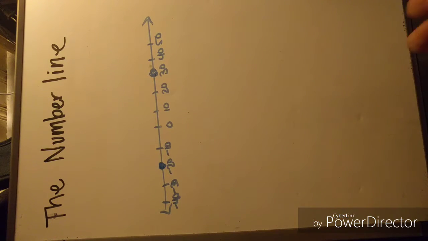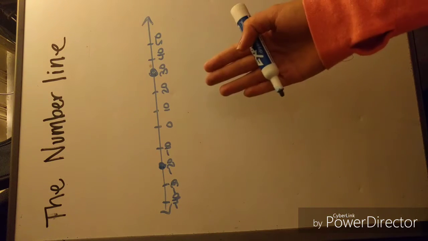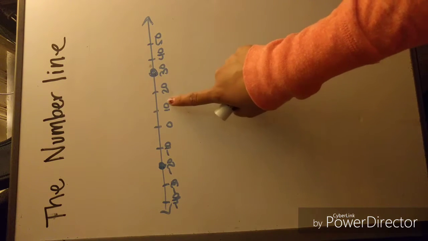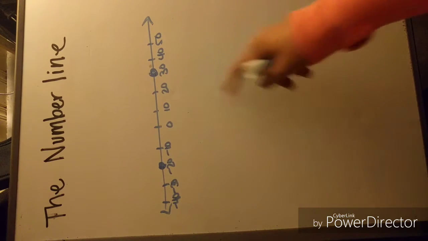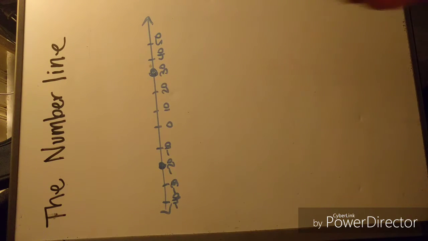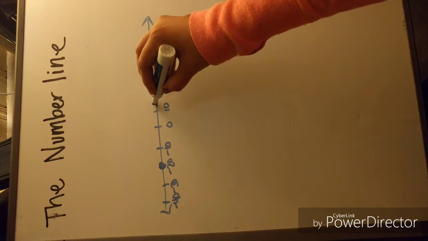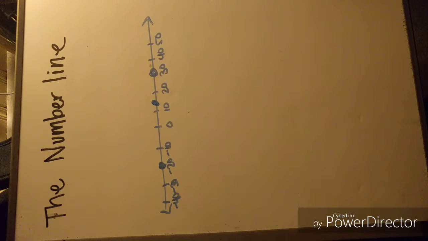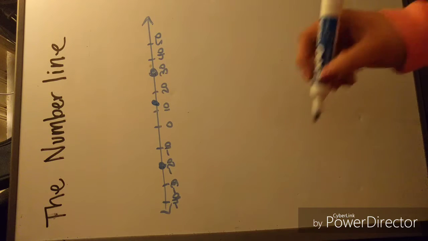A tricky one might be if I said plot 15. So 15 is not on the number line, but you can guess that it's going to be between 10 and 20 because the number 15 is between 10 and 20. So I'm going to plot it here. So I'm going to give you some more examples to practice.